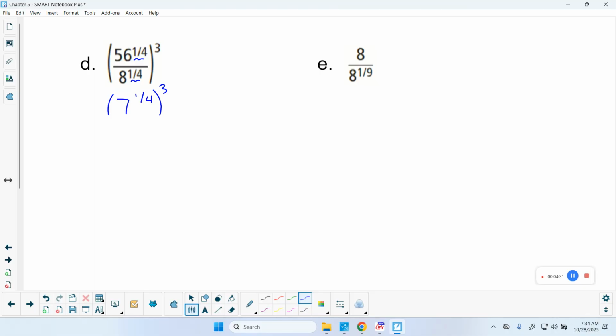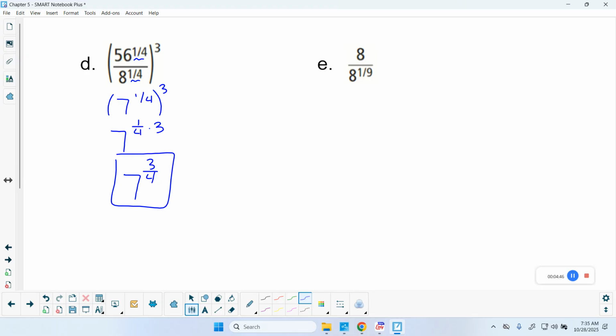Now, once you do that, we have a power to a power. So what happens is those two numbers are going to multiply together, 1/4 times 3, to give us an answer of 7 raised to the 3/4.